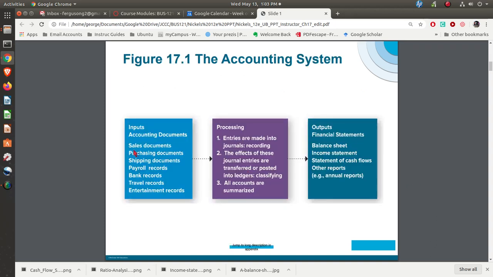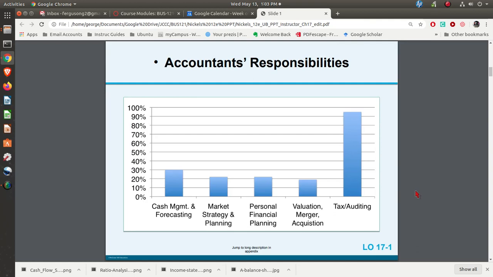The system consists of the inputs, the processing, and the outputs. Inputs are all the documents and the records that we're doing where we're spending and getting money. Processing is actually putting all of that into the financial statements, so your outputs are your financial statements so that people can make decisions as far as what's happening with the business. When you think about the accountant's responsibility, the primary part of it is tax reporting and figuring out what the taxes are, and auditing, making sure that everything was done correctly.